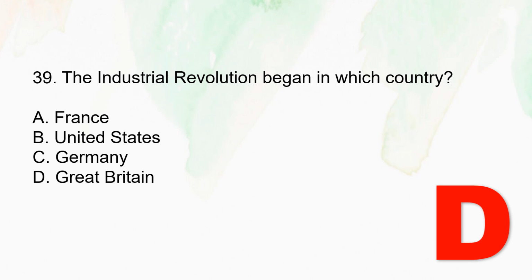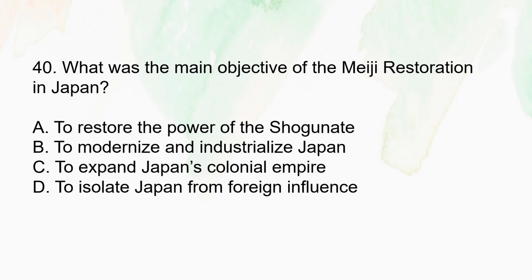Okay, now France experienced industrialization later due to political instability. The United States industrialized after Britain, particularly in the late 19th century. Now, Germany became an industrial power later after the unification in 1871. So, letter D is the best answer.